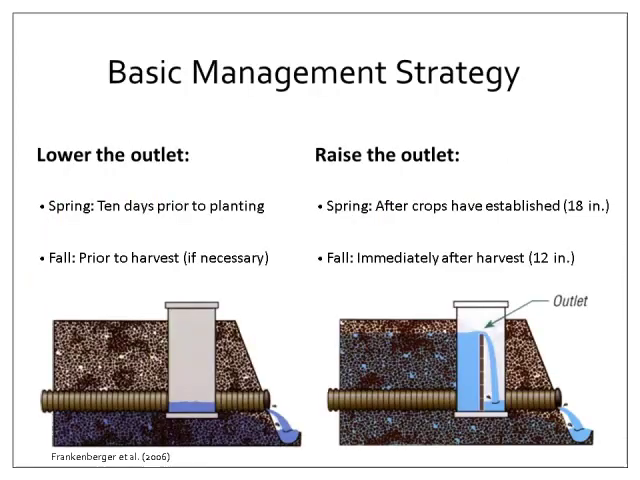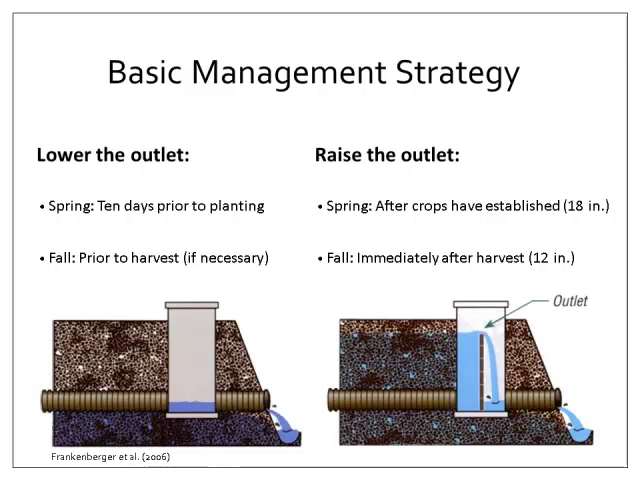Our basic management strategy that we like to recommend to farmers is to lower the outlet in the spring about 10 days before planting. This is my challenge, that you only need 10 days before planting to get your soils drained enough to plant. It'll take a couple of days, 3 or 4 days, to release the water out of that drainable pore space, and then you need evapotranspiration, another 3 to 4 days without rainfall, for the sun to move the rest of the water out of the profile.